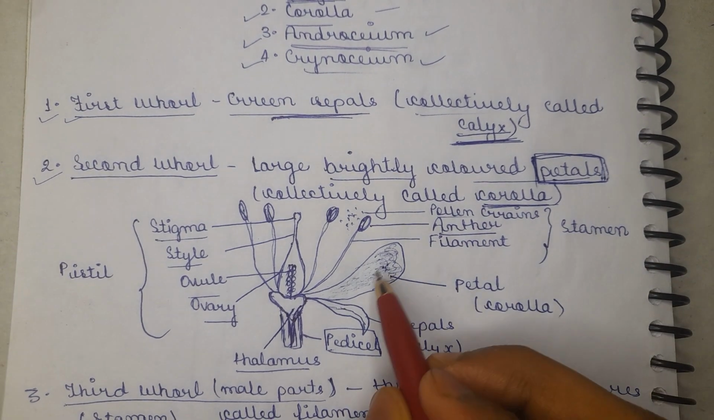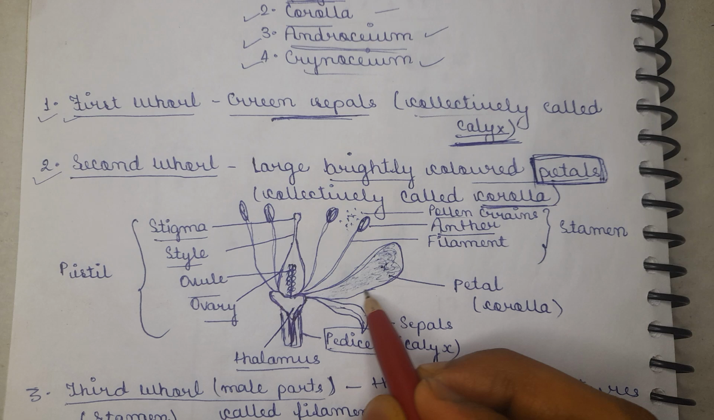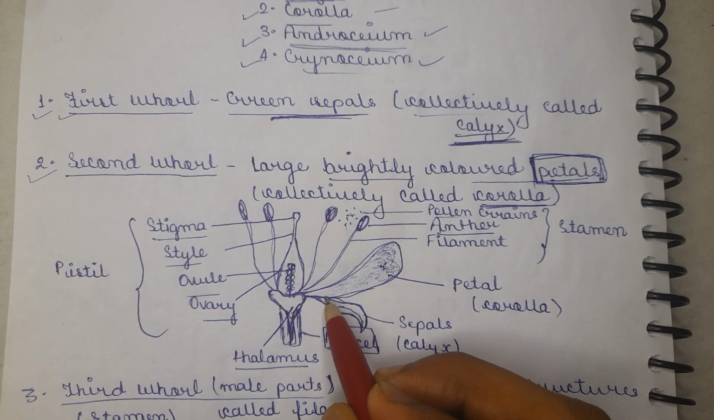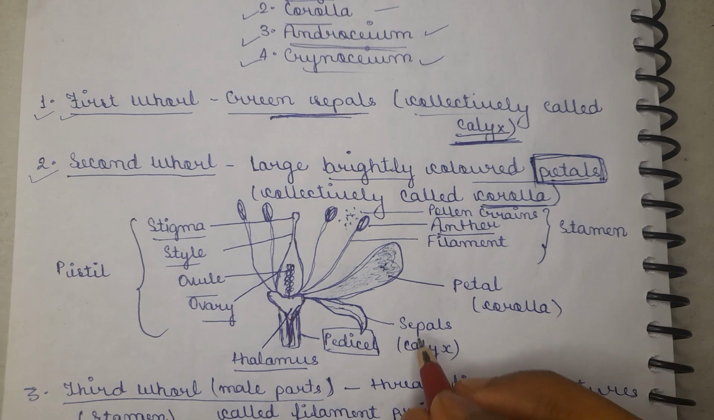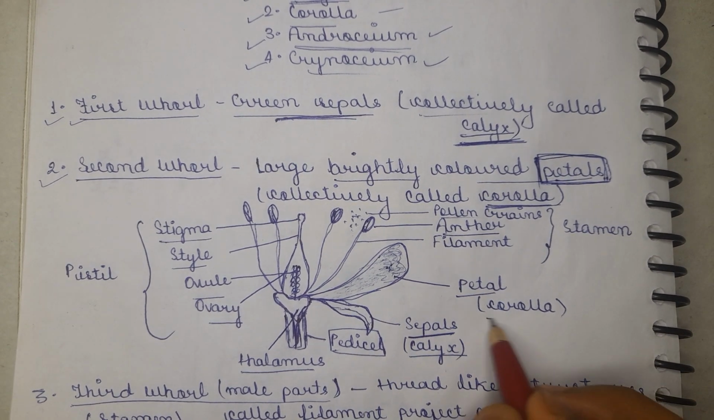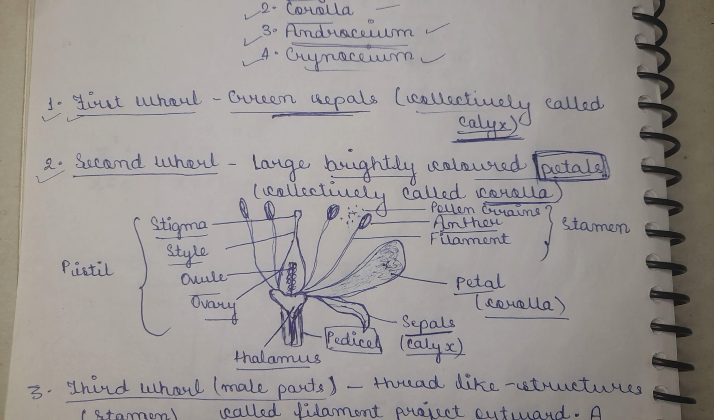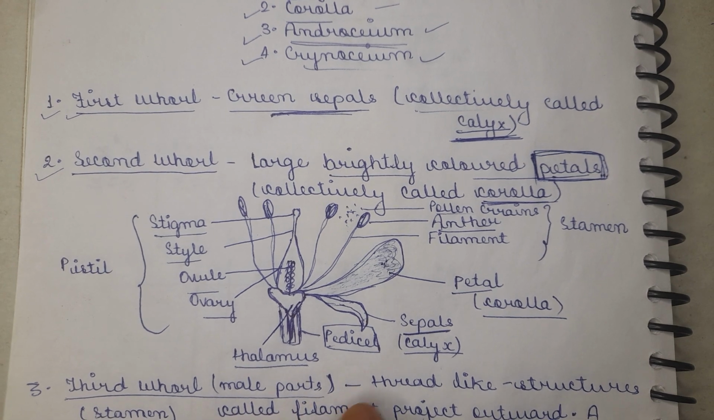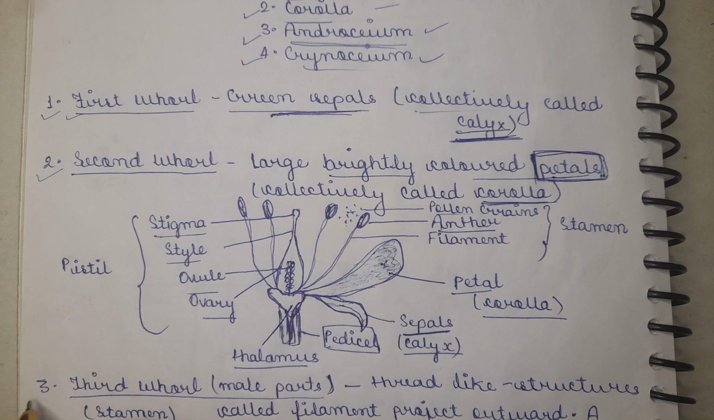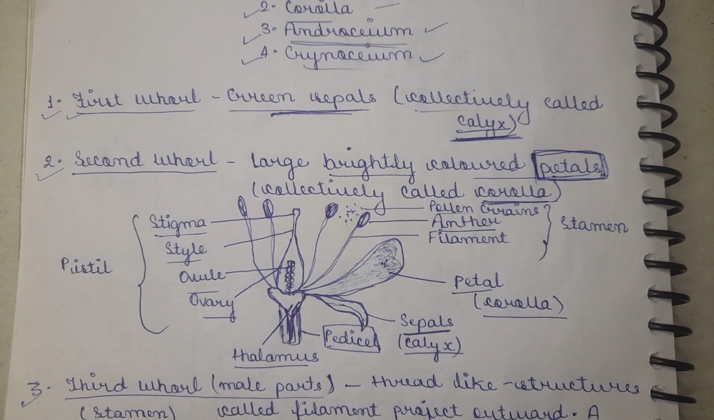Now these are the petals, basically the colored part of the flower, and these are sepals, basically the green leafy parts of the flower. These sepals are collectively called the calyx, and these petals are the corolla. Now we will talk about the third whorl, the male part. During pollination, both of these whorls are important.